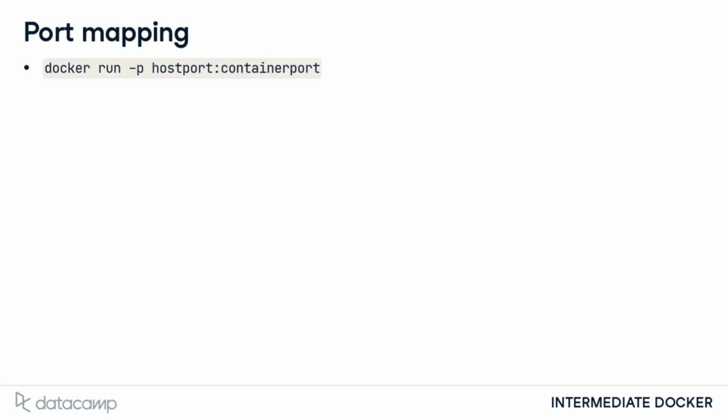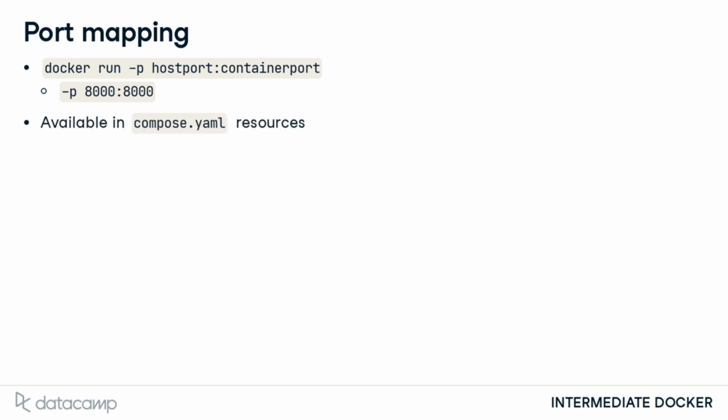A quick review for port mapping. The docker run -p host port:container port will connect traffic going to the defined host on the port and send it to the container port and vice versa. A quick example is using -p 8000:8000.